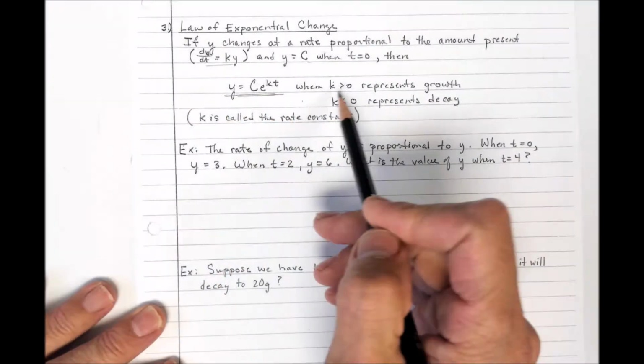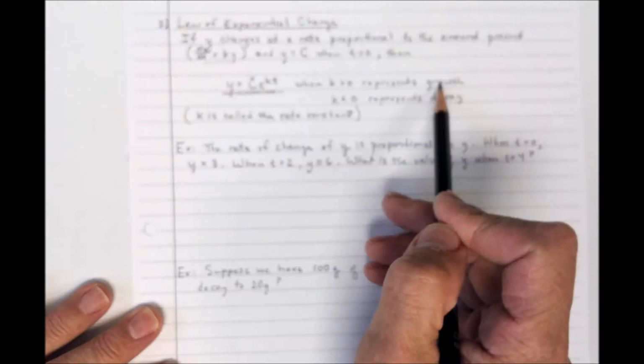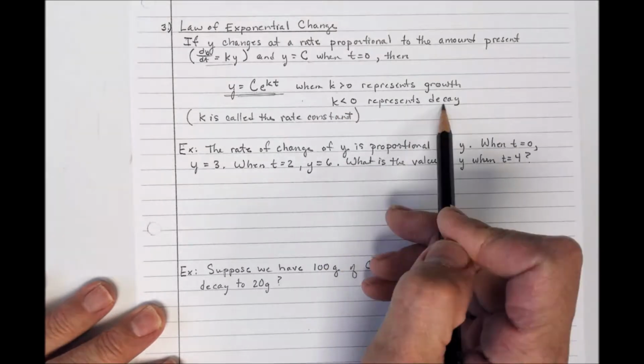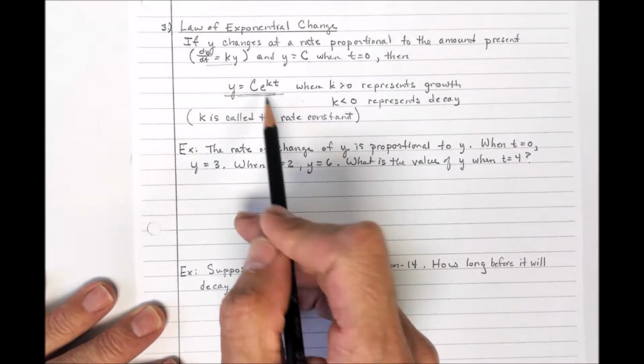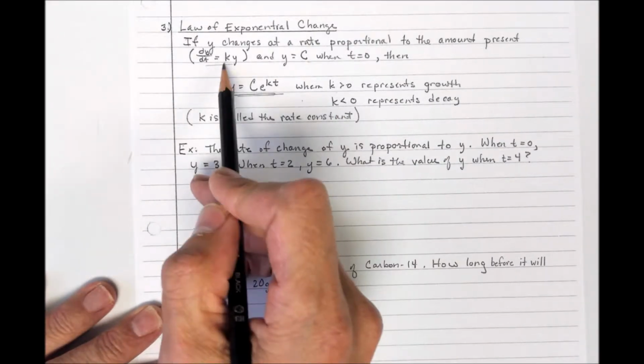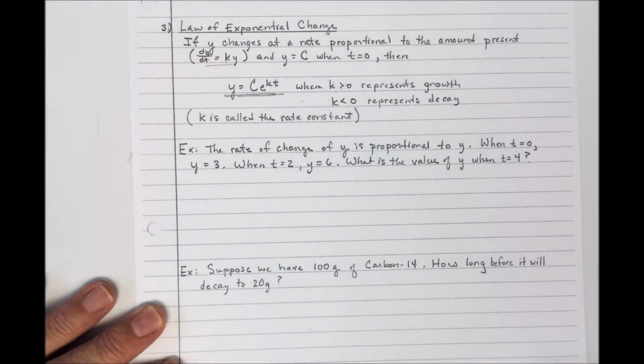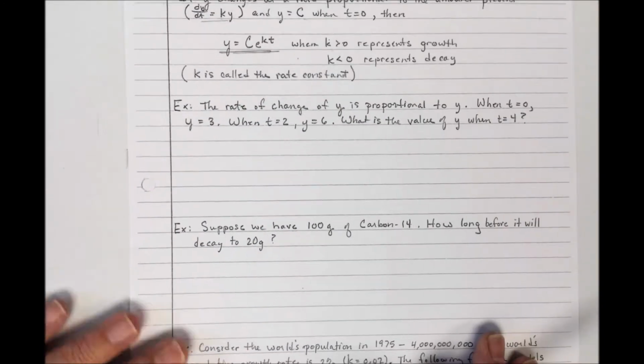Okay, if k is greater than 0, you've got a problem that involves growth, exponential growth. And if k is less than 0, you've got exponential decay. And of course, k is called the rate constant, although when we wrote it down here, it was called the constant of proportionality.